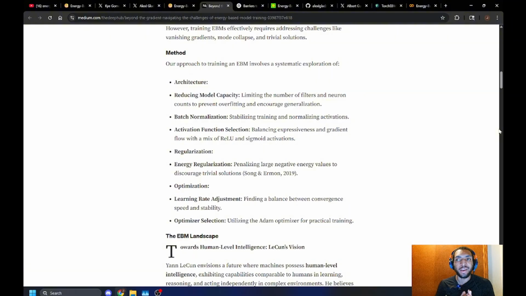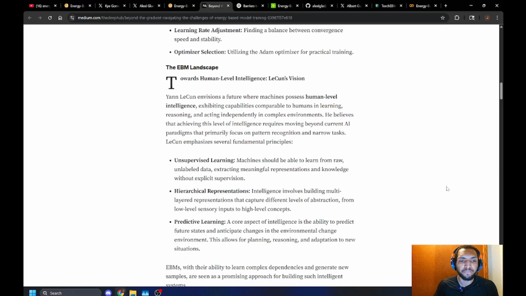So I know Adam has been pretty popular for the past couple of years, but I do think there was actually an optimizer that did outperform Adam in a lot of different models. I forgot the name. I believe it was like Lion or something along those lines, but I definitely want to go into that in another video, comparing the performance of these different optimizers.